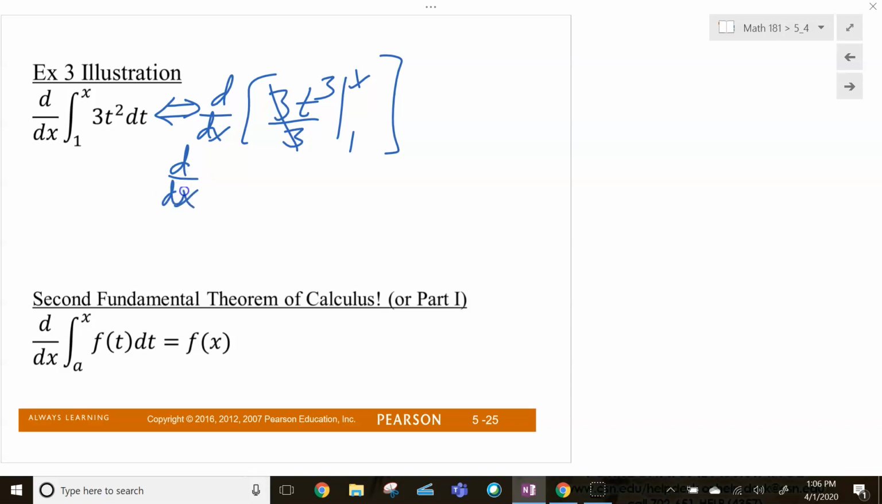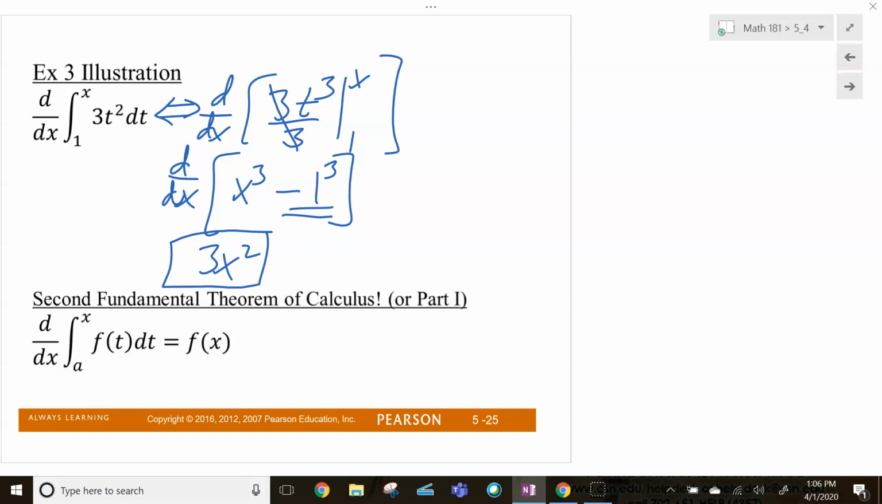So I'm taking the derivative. Let's plug this in: x to the third minus 1 to the third. The derivative of x to the third is 3x squared. The derivative of the constant here is just 0, so you just end up with 3x squared.